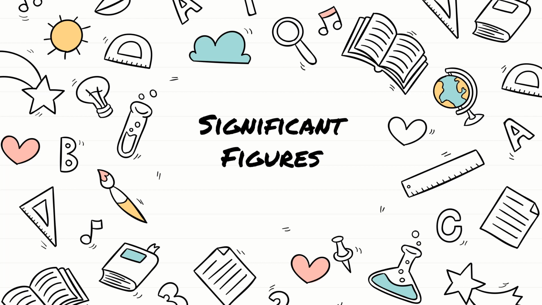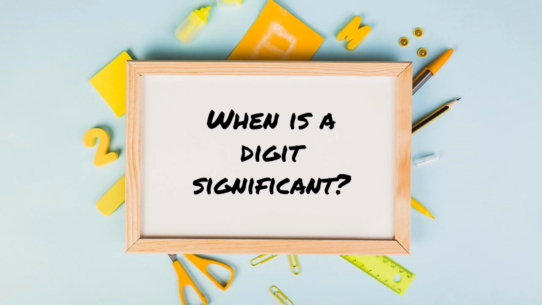Hi everyone, in this video we will be looking at significant figures. We will be learning the 5 different rules to identify the digits which are significant. So, when is a digit significant?